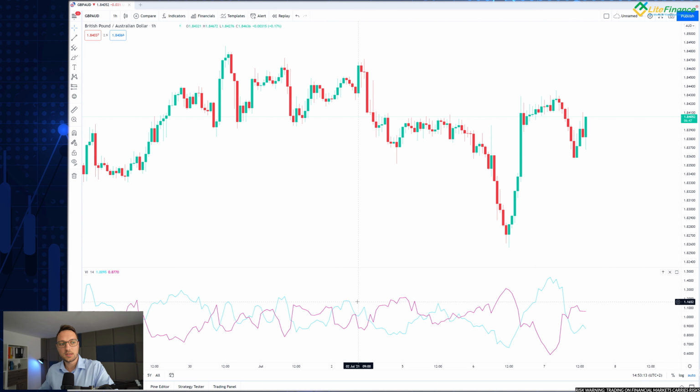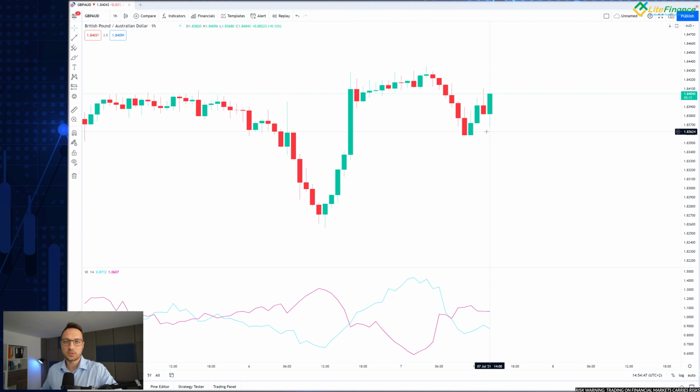It has two lines that are crossing each other multiple times, and the blue line shows us the moments where the bulls are in advantage. The red line, or this purple line, we can say, shows us where the bears are currently in advantage on the market. So guys, I will not go into detail about the calculation.